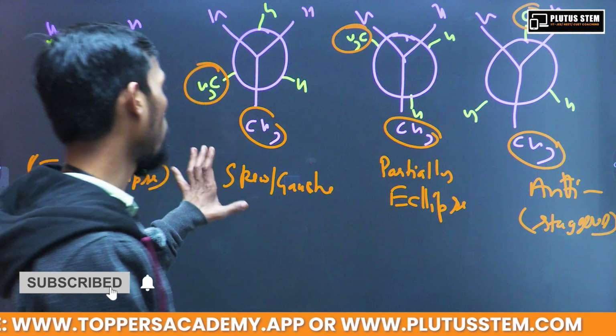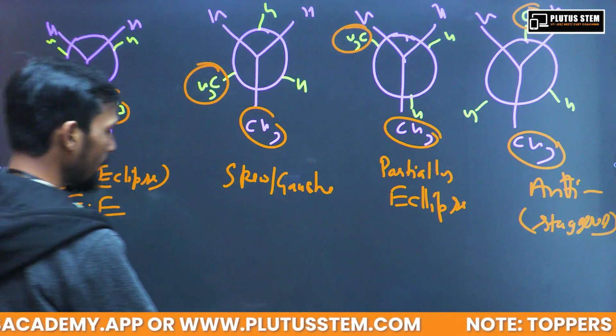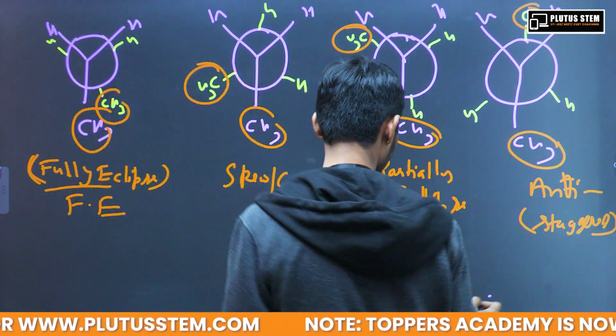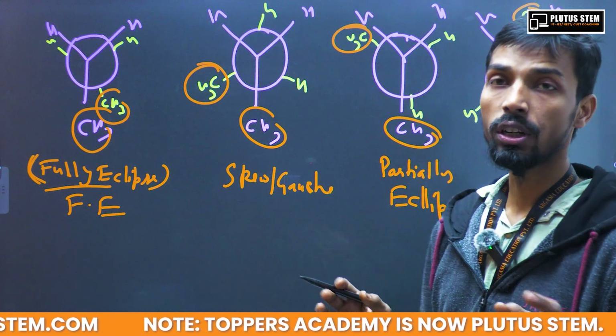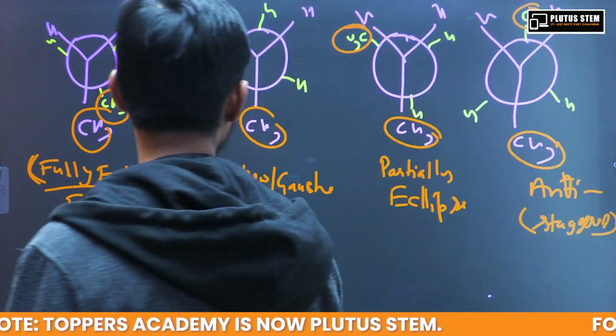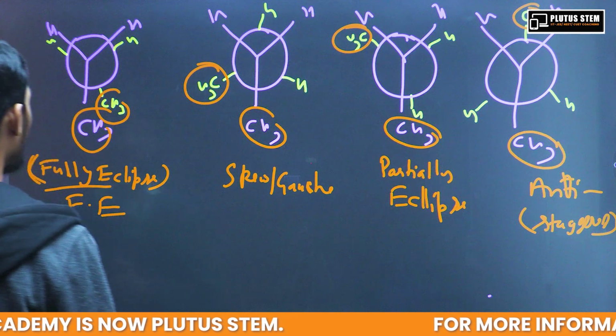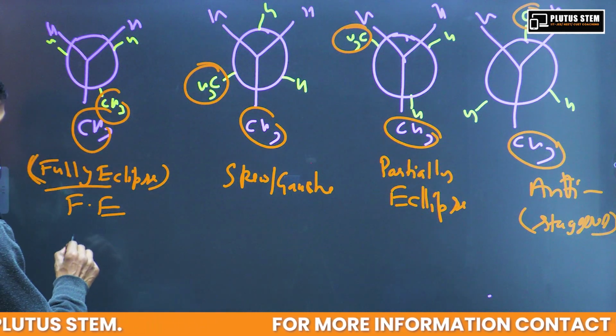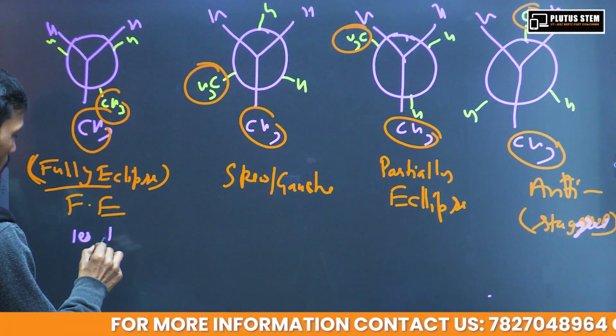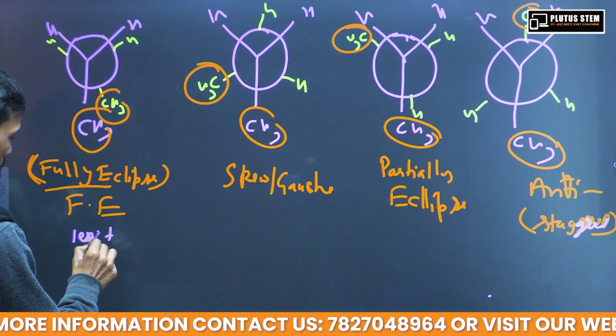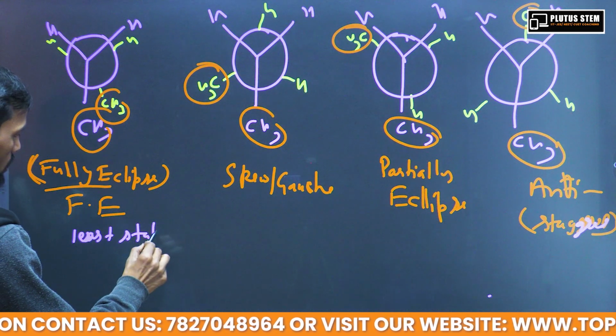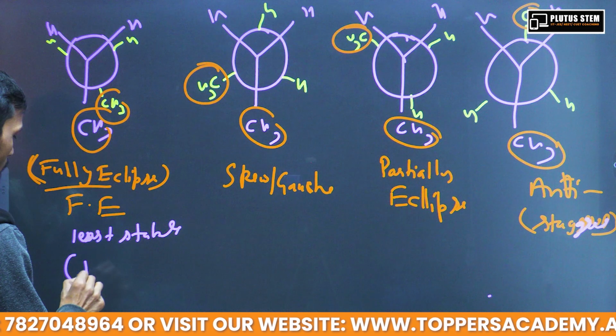So these are the four possibilities. We can very easily say which one is going to be more stable and which one is going to be least stable. So this one is going to be the least stable, or highest energy.